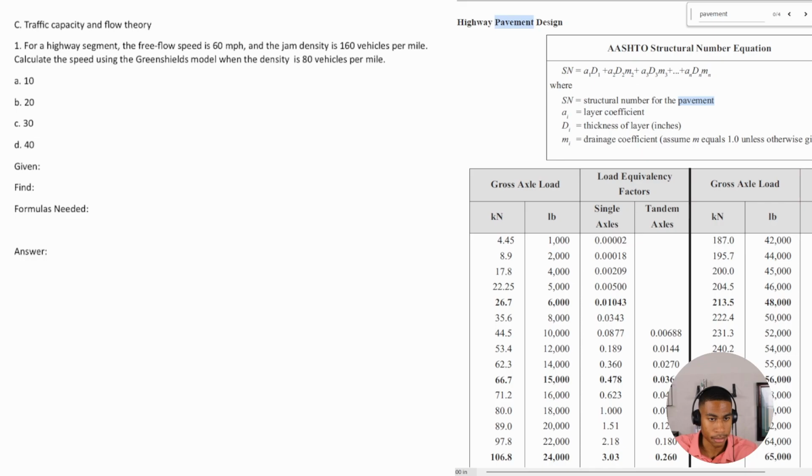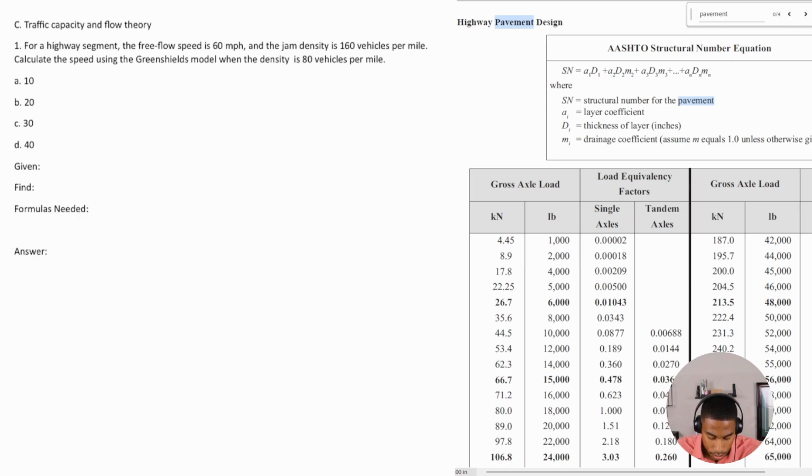So let's look at number 1. It says, for a highway segment, the free flow speed is 60 miles per hour and the jam density is 160 vehicles per mile. Calculate the speed using the Greenshields model when the density is 80 vehicles per mile.